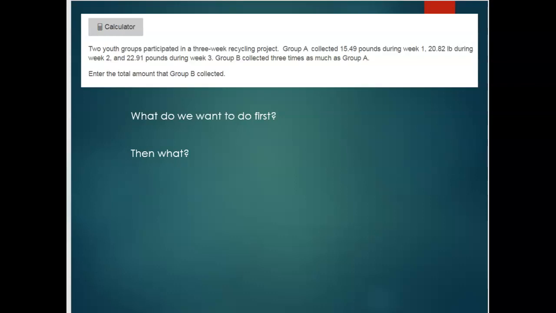Enter the total. Let me just read it how it's written here. Enter the total amount Group B collected. That's what we need. So the first thing I would want to do here is look up and see what we know about Group B. We know that Group B collected 3 times as much as Group A. So if we have the total of Group A times 3, that'll get us our answer, Group B.